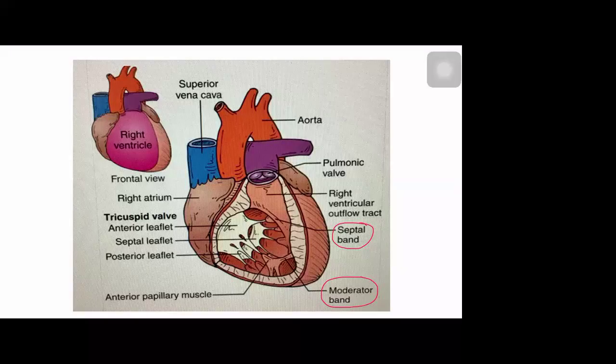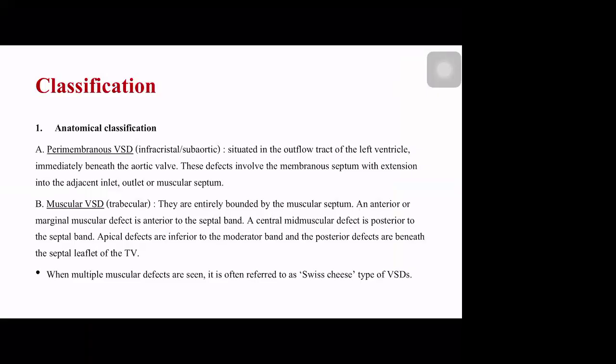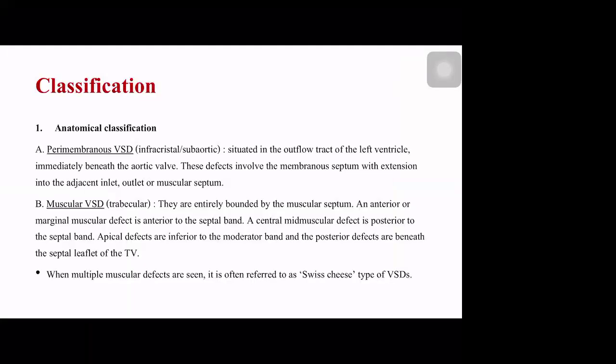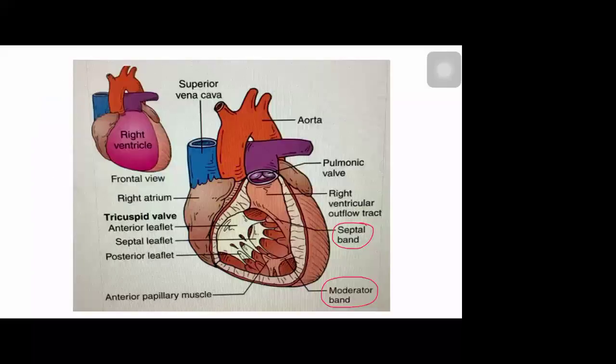This picture is showing the location of the septal band and moderator band. You can see that I have highlighted both the position of the septal band and the moderator band. Above the septal band, as I have mentioned, is the location of the anterior muscular VSD. The central muscular VSD is posterior to the septal band. The apical defect is inferior to the moderator band. So these are the locations of the septal band and the moderator band, and accordingly the locations of different types of muscular VSD.